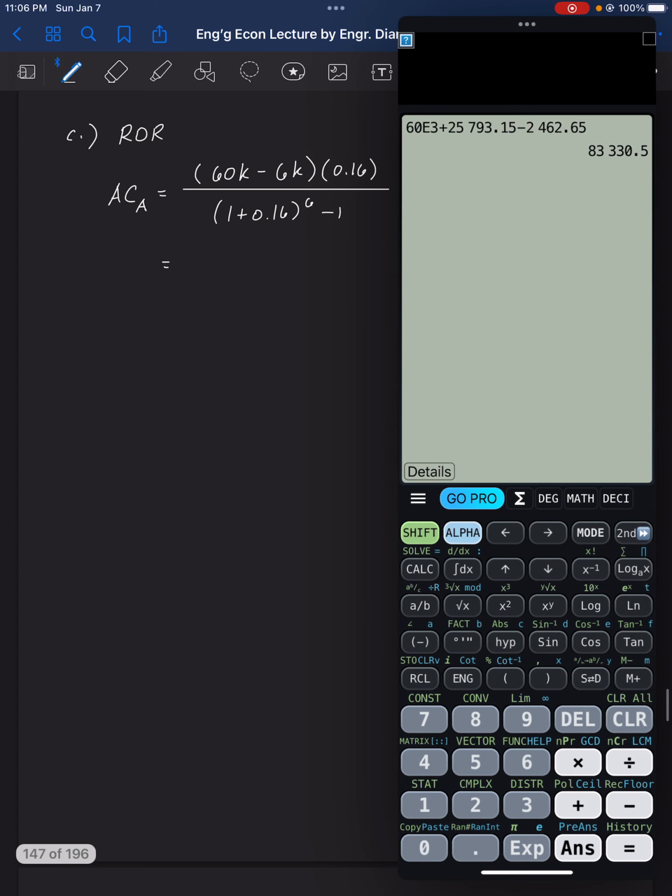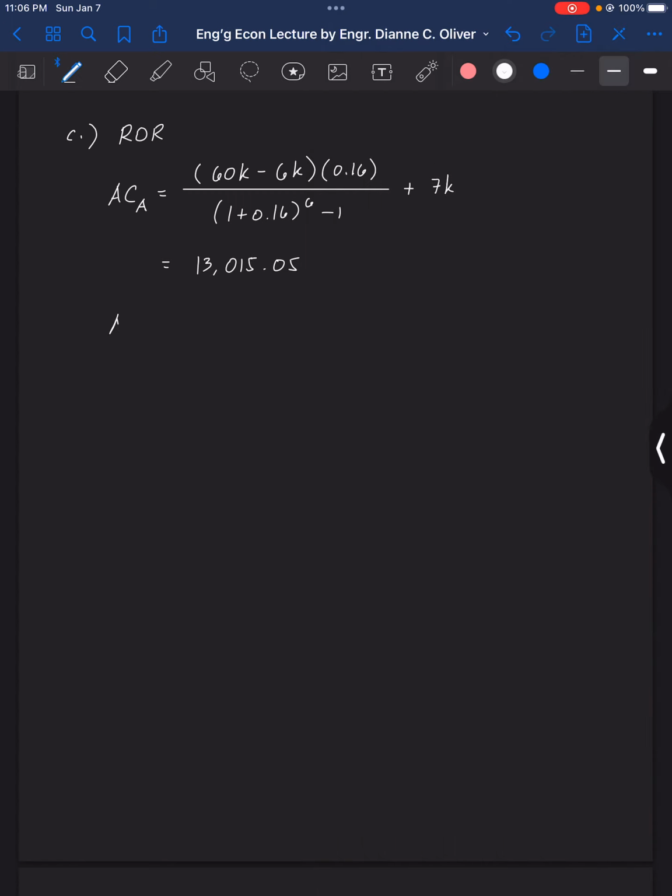So annual cost for equipment A, plus 7,000, is 13,015.05. Now for the annual cost of equipment B.